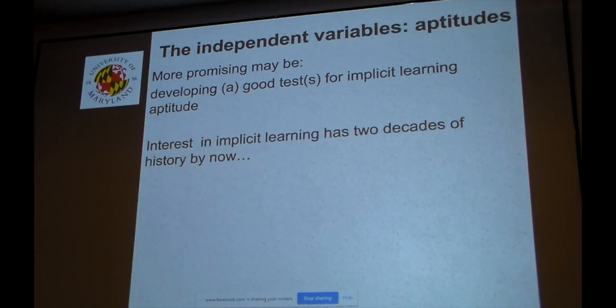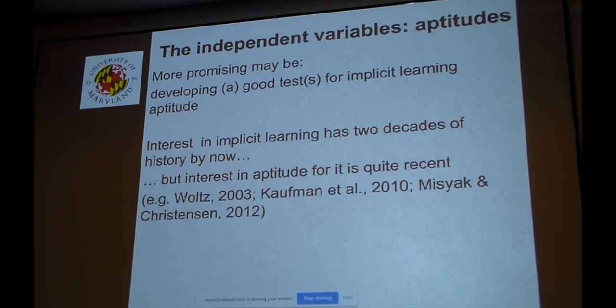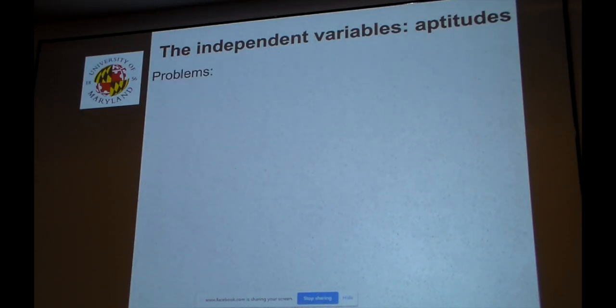So the interest in implicit learning has two decades or more, should probably say three decades of history by now, but interest in aptitude for it is quite recent. Most research has only been about the learning. So these are a few references of research over the last couple of decades about aptitude for implicit learning. There aren't all that many.